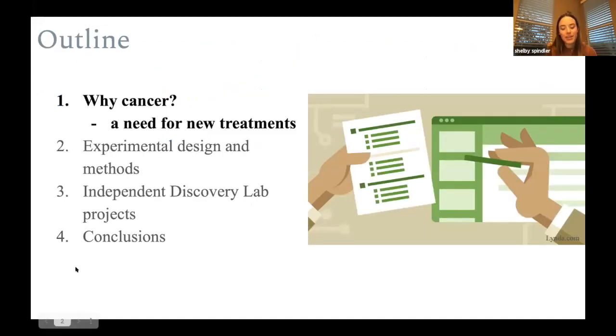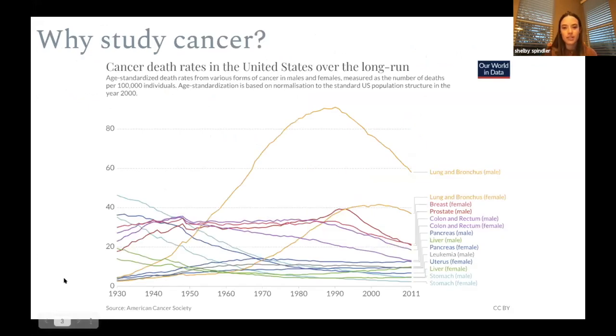So I'm just going to give you a quick outline of our class, why we're even talking about cancer, why we need new treatments, some experimental design and how we designed our class this semester, what methods we used. I'll highlight a couple independent projects that we thought were really cool this semester, and then we will wrap it up. So why are we even studying cancer?